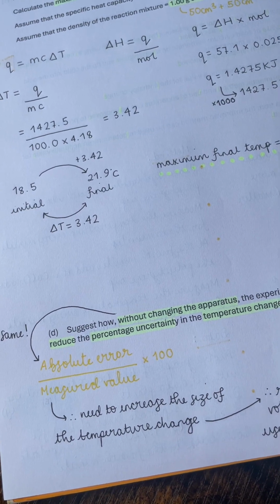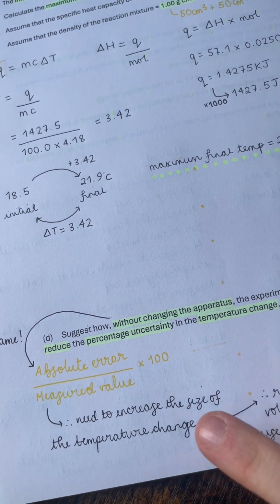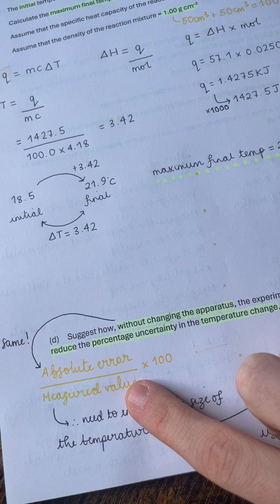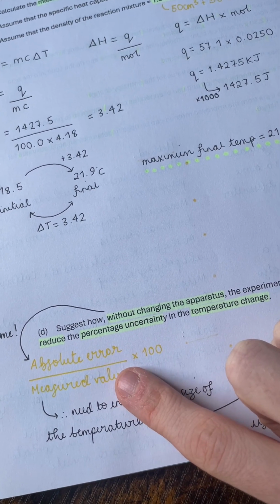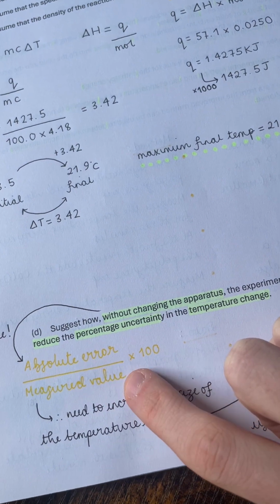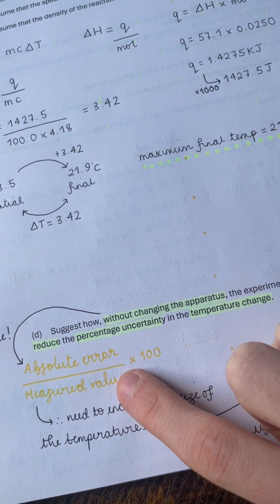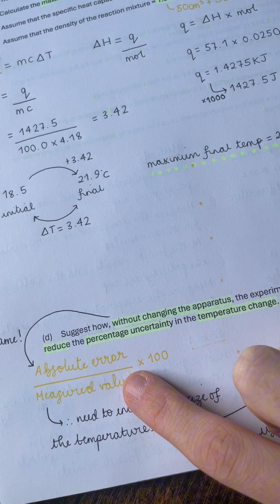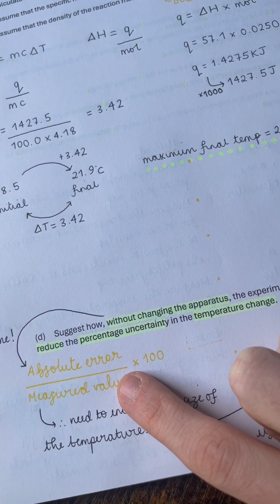So if it was a titration and you had a mean titre on the bottom of here, to increase the mean titre, you're going to have to change the concentration of what is actually in the burette. So to increase the mean titre, you would decrease the concentration of what's in the burette, for example.